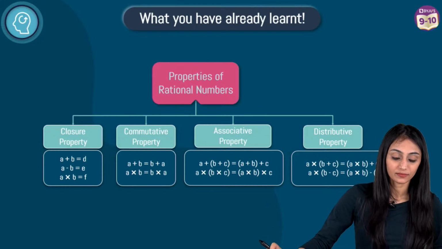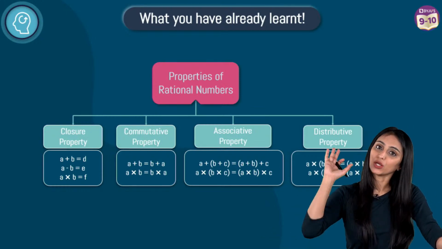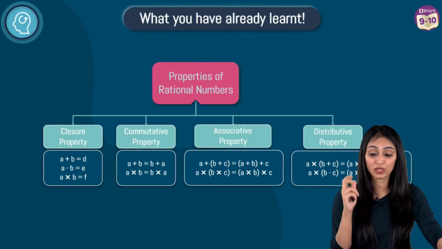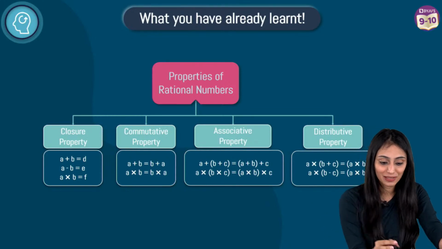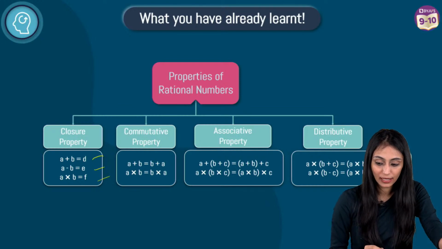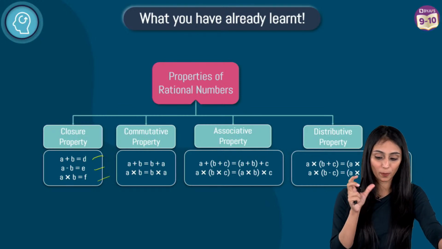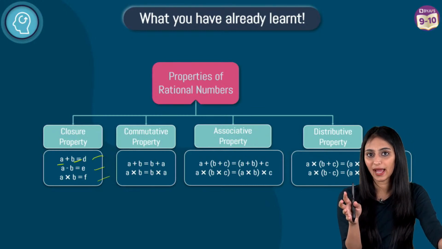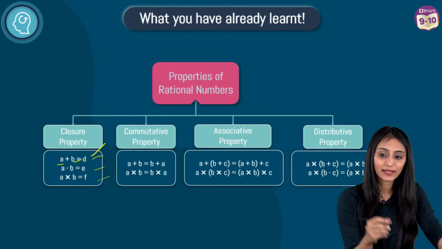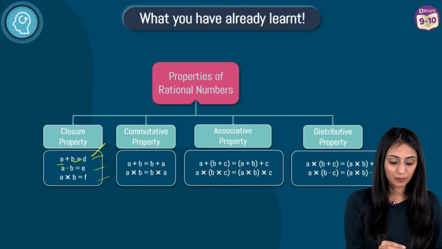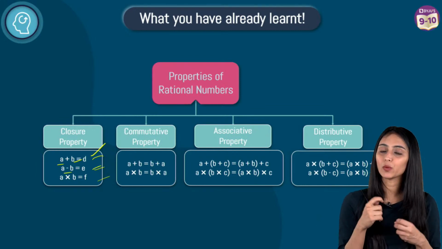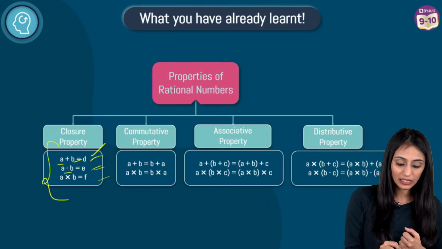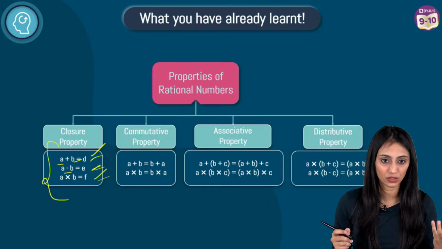All right. So these are the properties that you have already learned. So first property is the closure property. Like you can see here, for any two rational numbers, addition, subtraction and multiplication, whenever we apply these operations, they give another rational number. Like let's say a plus b. Whatever rational numbers I have here, if I add them, I'm going to get another rational number, right? Similarly, a minus b, if I subtract them, I'm going to get another rational number. Same way for multiplication also, right? So here d, e, f are nothing but different rational numbers.